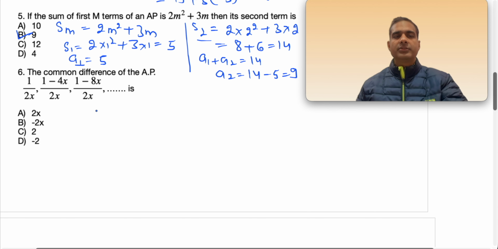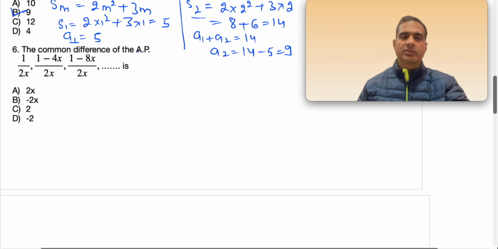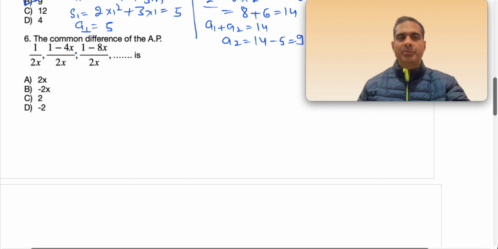Now moving to the next question, the common difference of the AP. An AP is given involving the x, and we have to find out the common difference. So we don't have to fear, our concept will remain same. And what is the concept for finding out the common difference? Common difference is given by any term minus the previous term, and for the sake of less calculation, we generally subtract the first term from the second term.